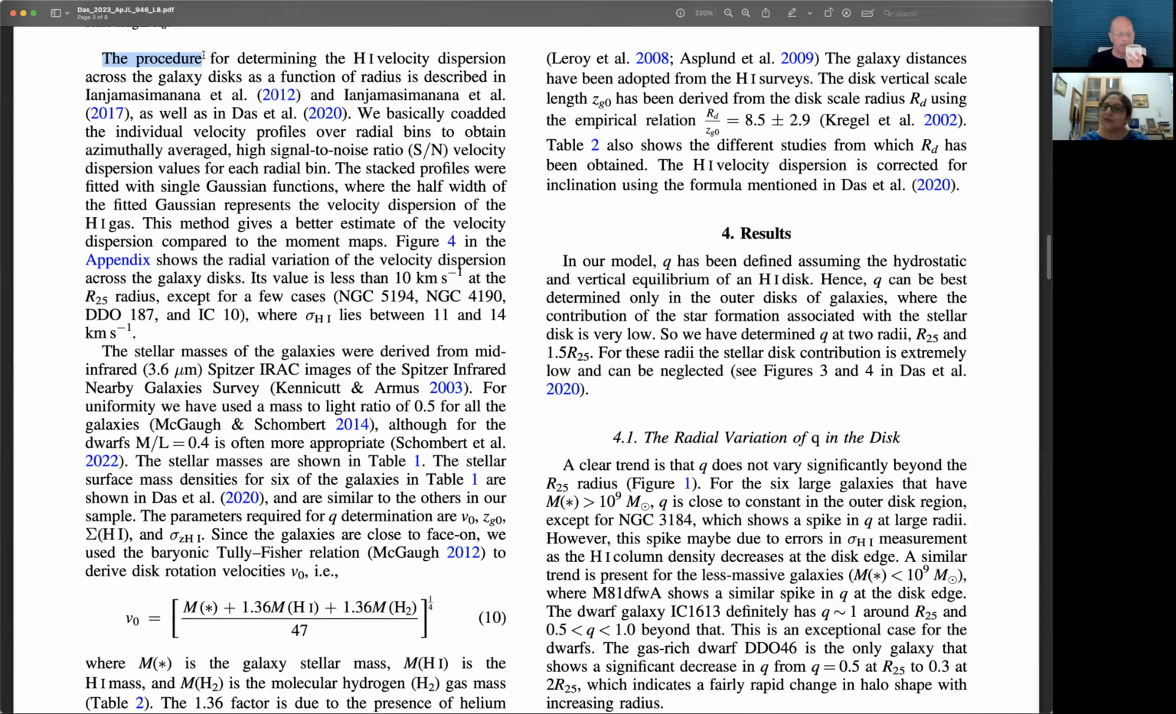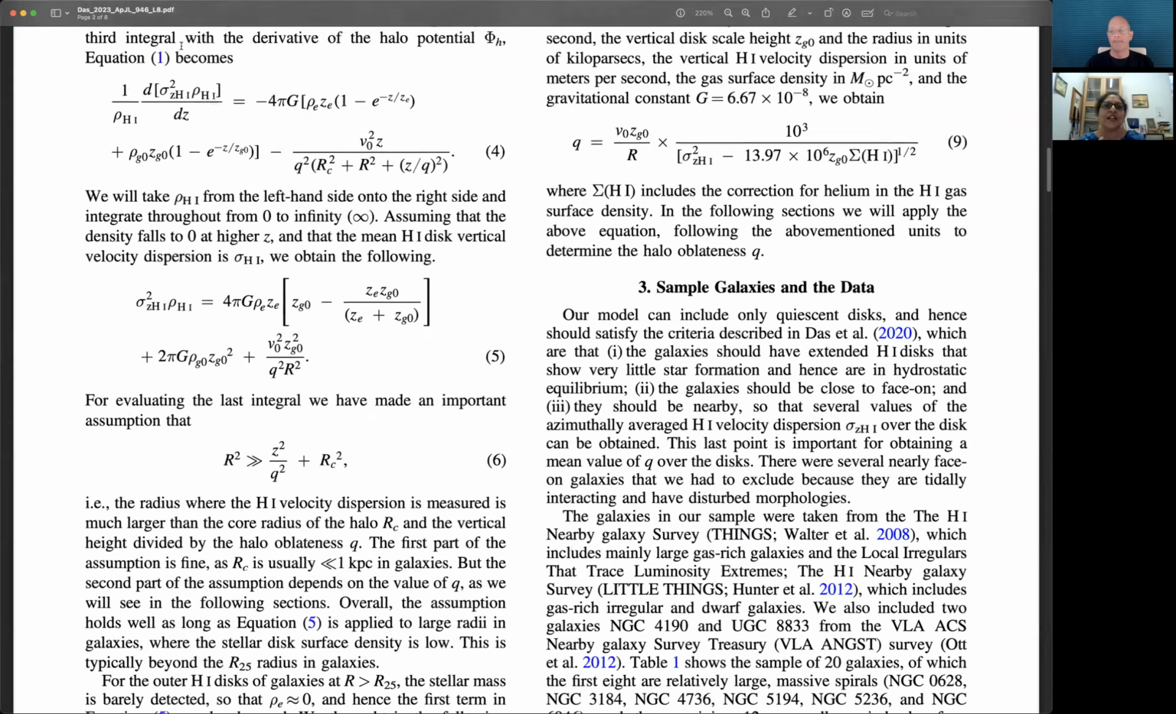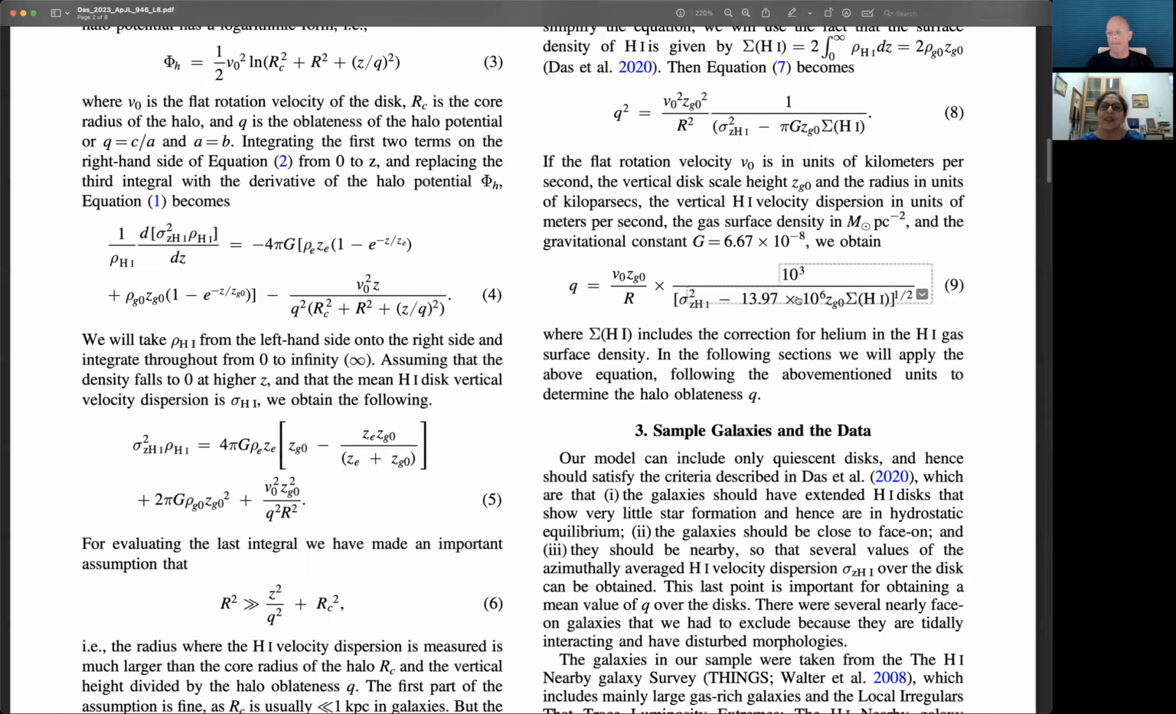If you go back to equation 9, a little bit up. Yeah, equation 9. So we've got the velocity dispersion from the stacking using the H1 cubes, and we've got the neutral hydrogen surface density. What we don't have here is the stars, and that's because we're doing this estimation in the outer parts of the galaxy.